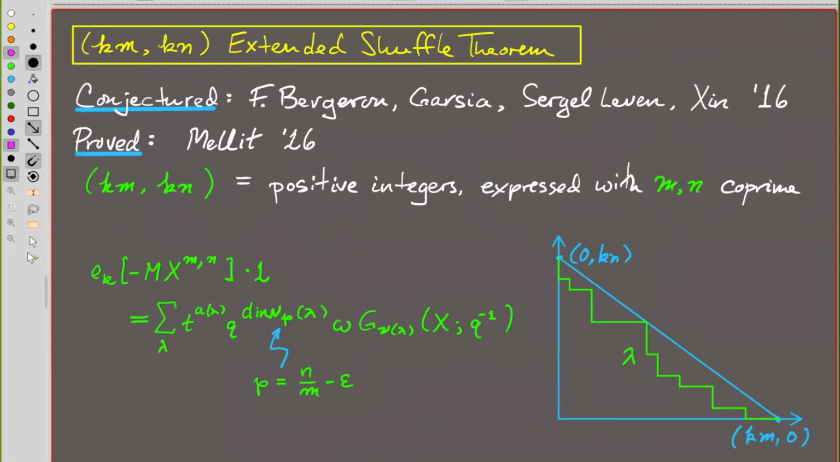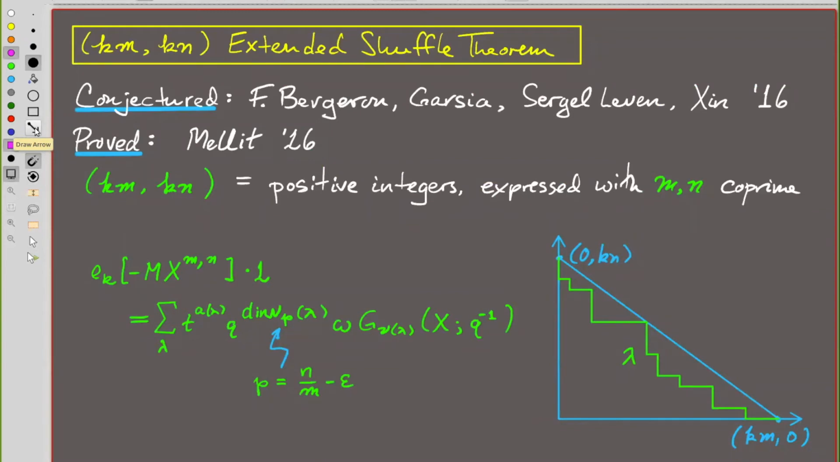Well, there's an extension of this where the line is more general than just from K to K. And this was conjectured by Francois Bergeron and Garcia and Sergolevin and Shin. And it's also been proved by Mellett. And what we do is we now consider a line connecting any integer points on the two axes. We write those integer points in the form Km and Kn, where K is their GCD and M and N are coprime.